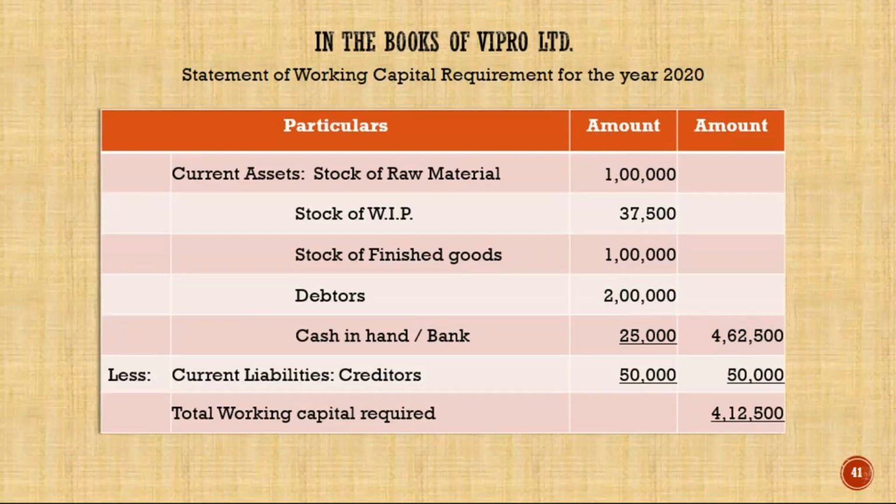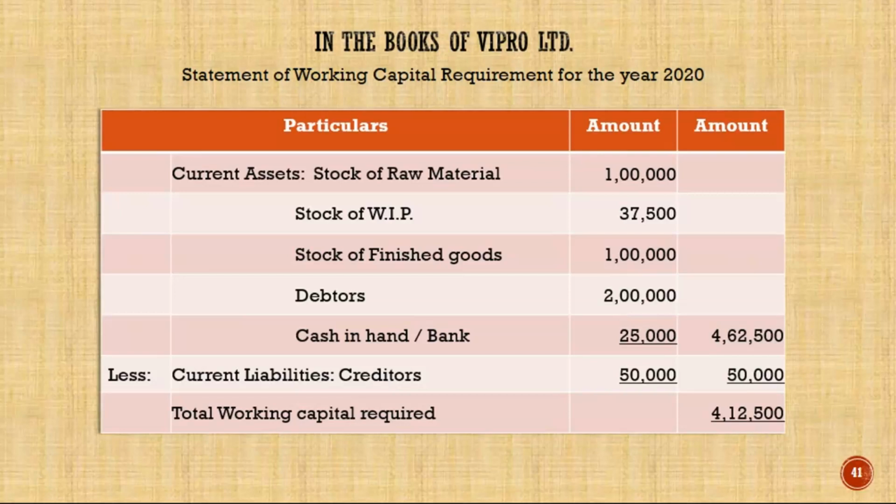4,62,500. Then we deducted current liability. Here only one current liability is given, that is creditors. So there is no need to write other current liability heads. I have written only one, creditors, which I calculated earlier, and the amount is written in the inner column. And again the same has been carried to the outer column, 50,000.